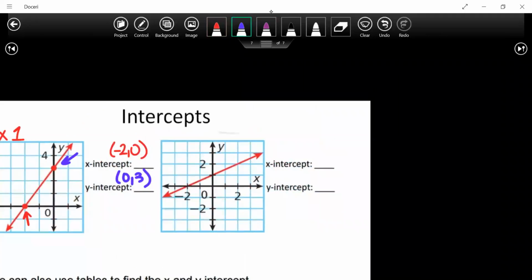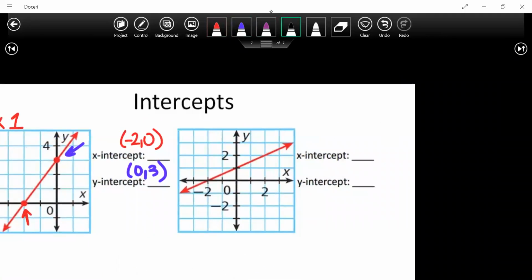What about the one to the right? We'll say this is example number 5. X-intercept? Negative 2, 0. Beautiful. What about our Y? 0, and positive or negative? Positive. Go in the upper direction.